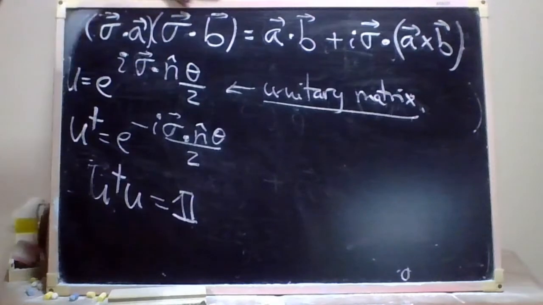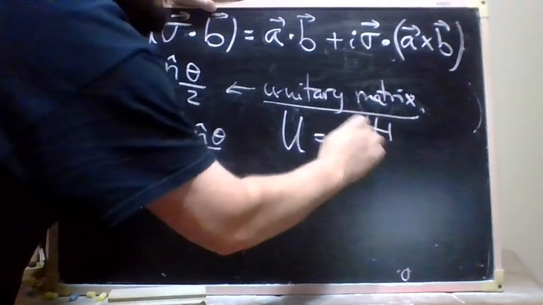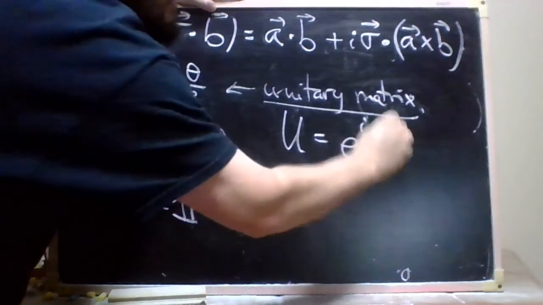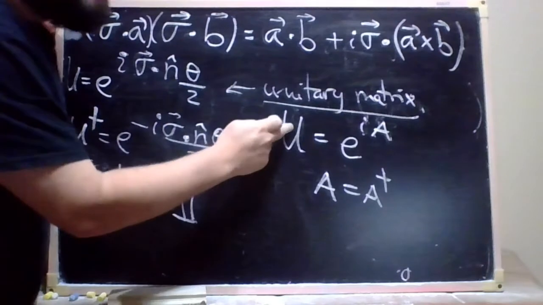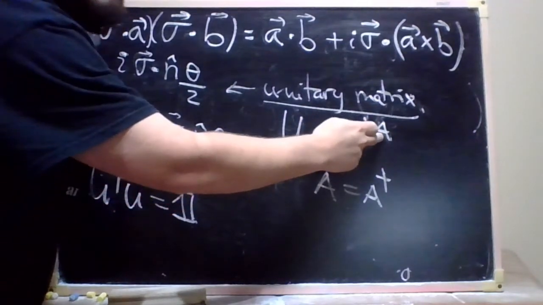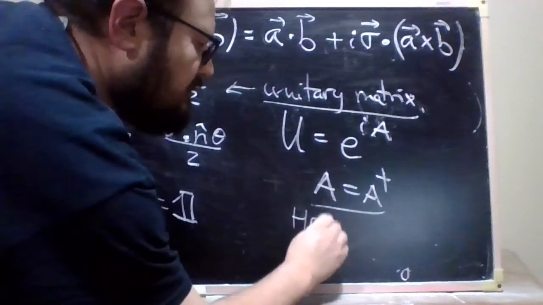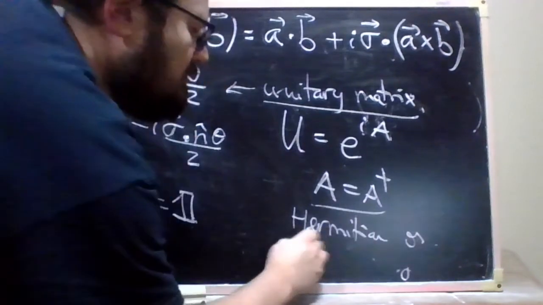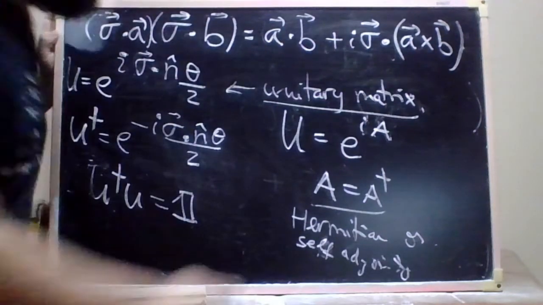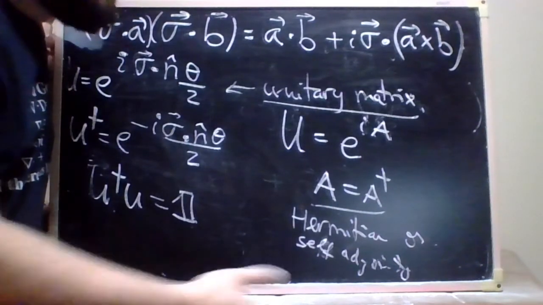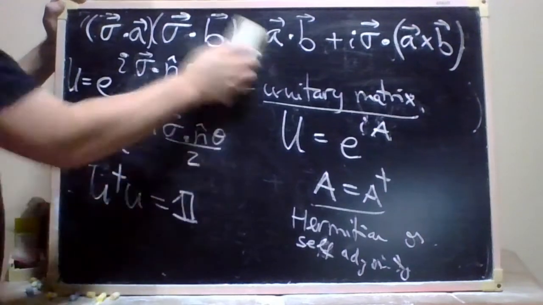I didn't mention that previously, but unitary matrices can also be written as the exponential of the imaginary unit multiplying any matrix A, satisfying this condition: A is Hermitian. So a unitary matrix is the exponential of the imaginary unit times a Hermitian or self-adjoint matrix. This is called the Hermitian condition, or also self-adjoint. But in quantum mechanics, the term Hermitian is often used. All right. So if I want to calculate this exponential here, what must I do?